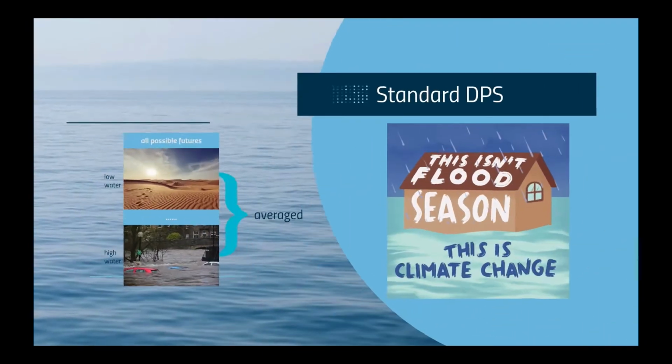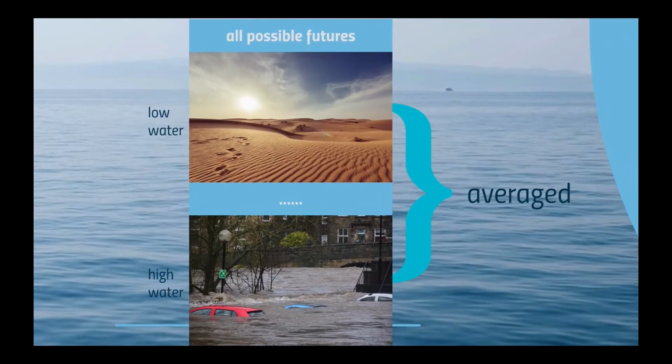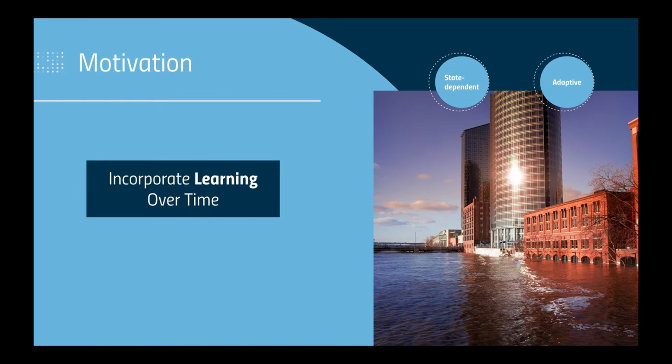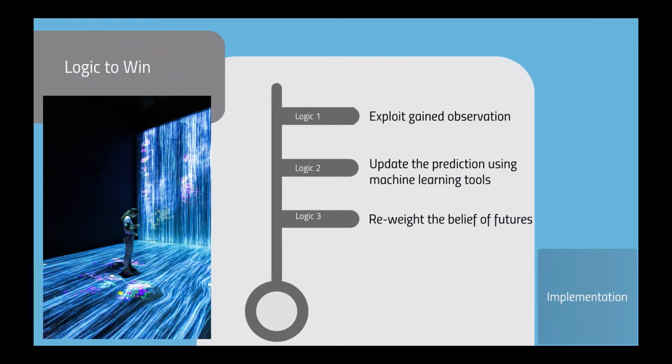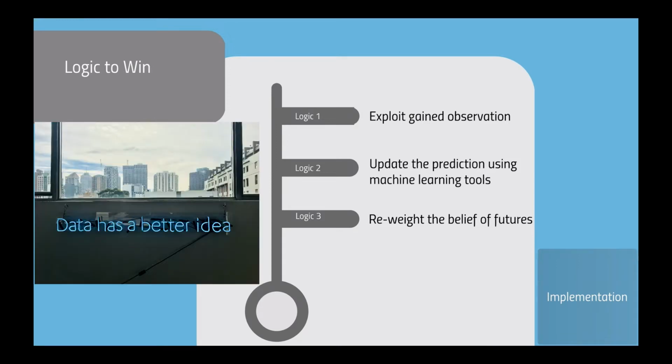The DPS identifies policies by optimizing their average performance over a large ensemble of possible futures. However, as we collect more data, we can be more certain about which future we're in. This presents the opportunity that we can incorporate learning over time. That is, to exploit observations and utilize machine learning tools to update the prediction so that we can update our belief of what kind of future is being experienced.